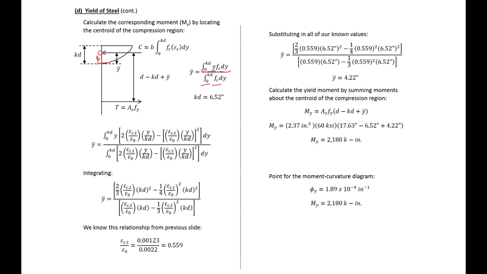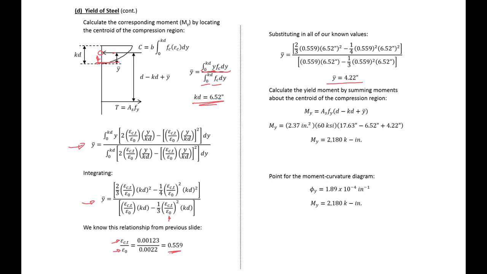So if we do this, we'll get this integration expression shown here, and we can integrate over dy to get this expression. We know the relationship from the previous slide of our top concrete strain to our strain at ultimate, so we can plug this value into our expression here. We also know KD, so then we can just solve for our y. This is the distance from our neutral axis to the center of our compression stress region.